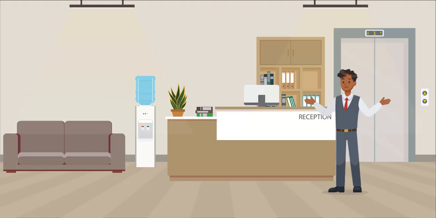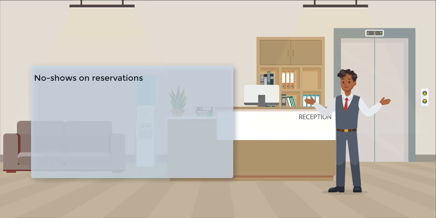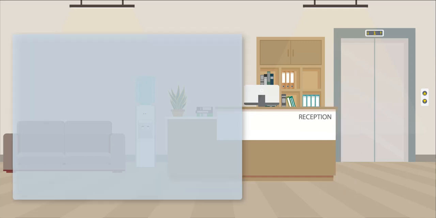Joe had been dealing with frequent chargebacks because his reservation policy had been missing some key elements. These chargebacks have come from no-shows on reservations and canceled reservations. We'll dive into the details of these scenarios a bit later. For now, let's help Joe build a good reservation policy so he can start protecting himself from future chargebacks.